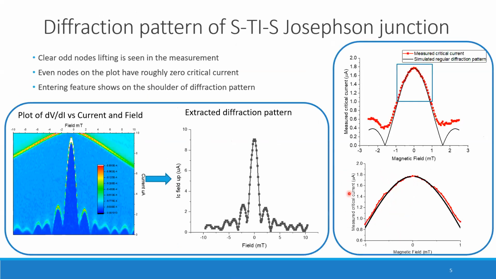So next, I would like to talk about our measurement result, trying to confirm our model. The colored picture shows a measurement of the dynamic resistance of the junction versus the base current and the magnetic field. We can extract the boundary between the blue and light blue area as the diffraction pattern of the STS Josephson junction into the black curve here, shown in this picture.